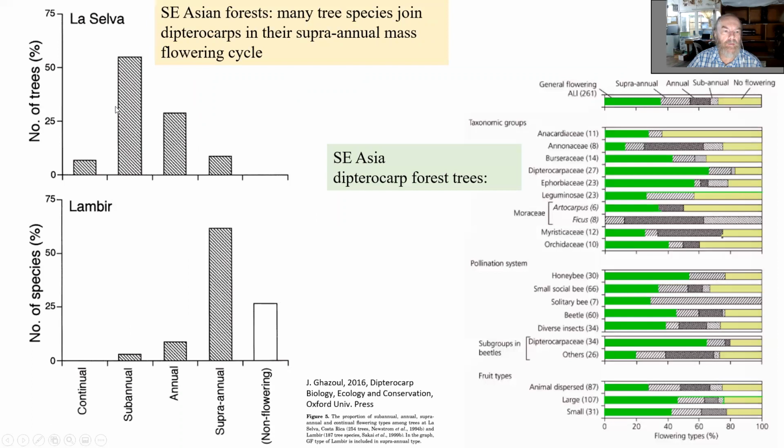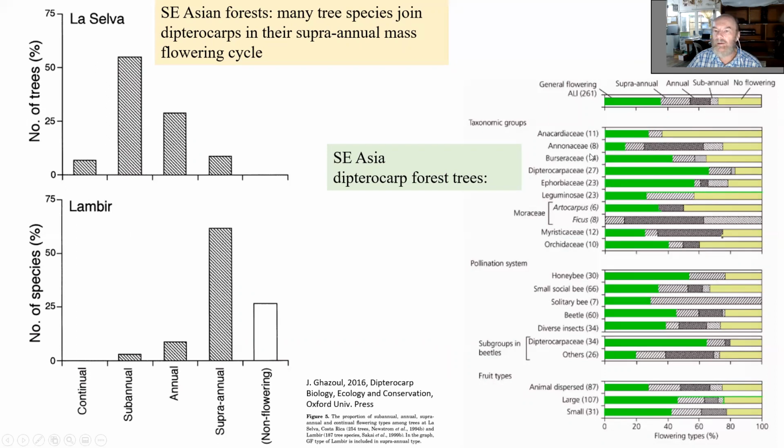In La Selva, for instance, which is not a mast fruiting forest, in Costa Rica, this is the distribution of trees which are flowering continually, subannually, annually, and supraannually. So you can see that subannual is dominant, while in Lambir Hills, which is Dipterocarp forest in Borneo, supraannual, unpredictable mast fruiting and flowering actually applies to more than half of all trees.